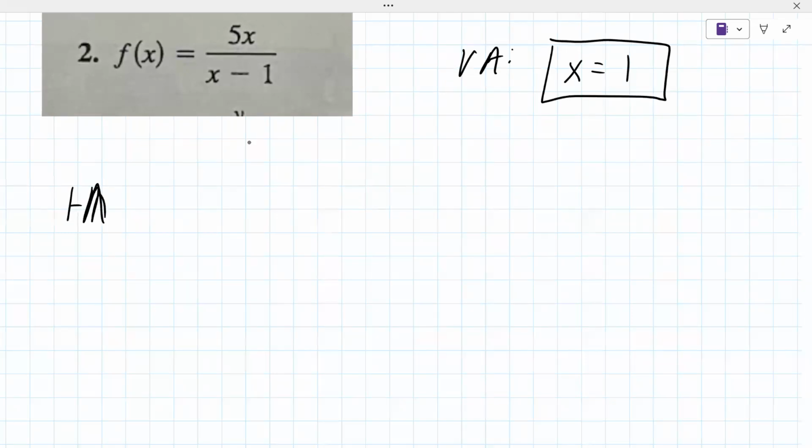All right, the horizontal asymptote here is a little bit different. It's y equals the ratio of the leading coefficients. What is the ratio of the leading coefficients? That's y equals 0. Nope. What is the ratio of the leading coefficients?